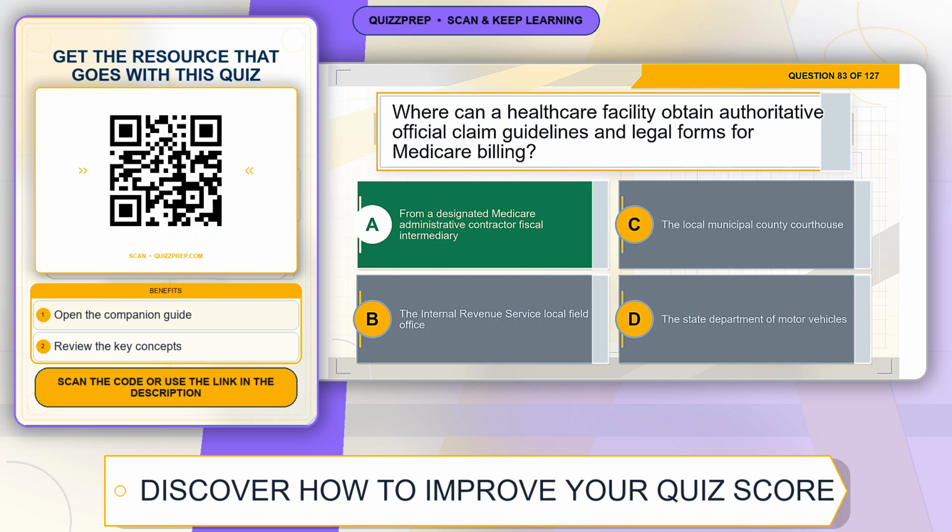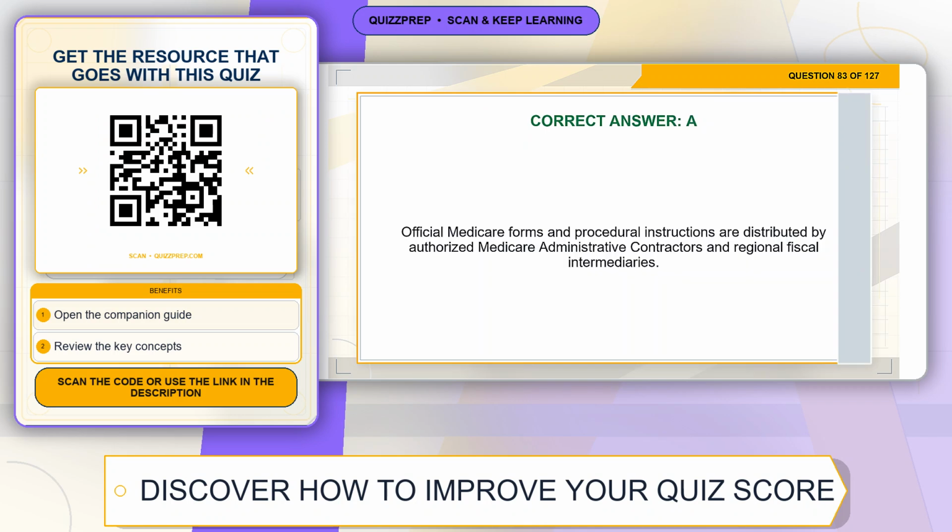The correct answer is option A, from a designated Medicare administrative contractor fiscal intermediary. Explanation. Official Medicare forms and procedural instructions are distributed by authorized Medicare administrative contractors and regional fiscal intermediaries.